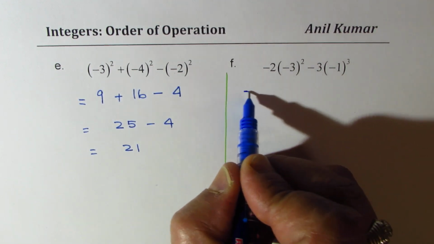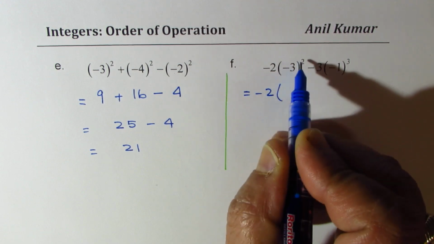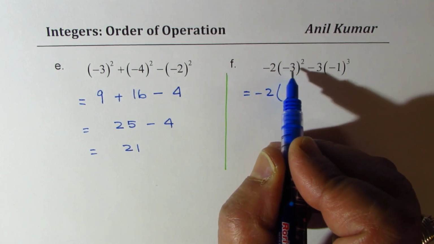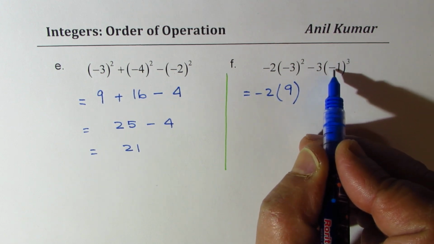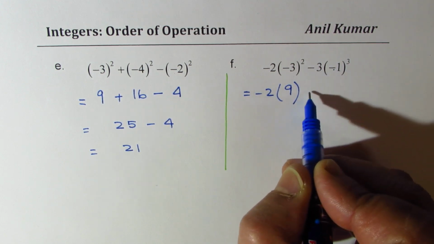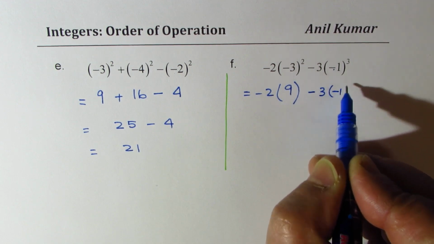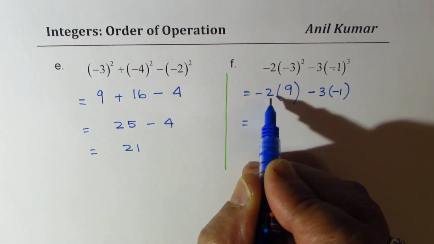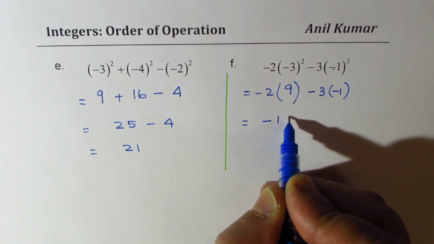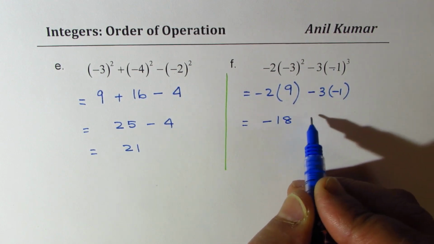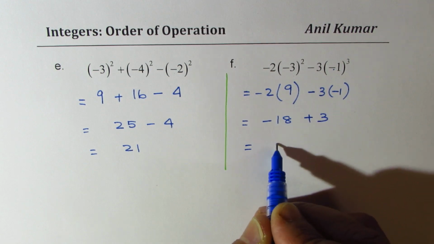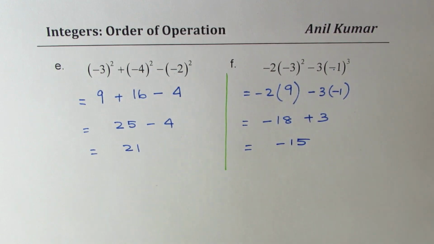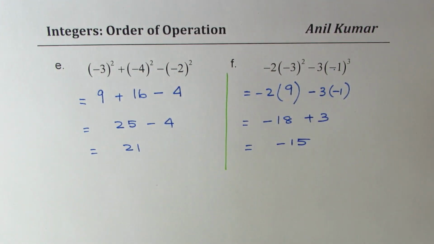Now in this case, minus 2 times the square of a negative number is positive. 3 square is 9. Cube of a negative is negative, so we get negative 1. So we get minus 3 times negative 1. Now minus 2 times 9 is minus 18. Minus minus makes it positive 3. Minus 18 plus 3 is minus 15. So that is how it could be solved.